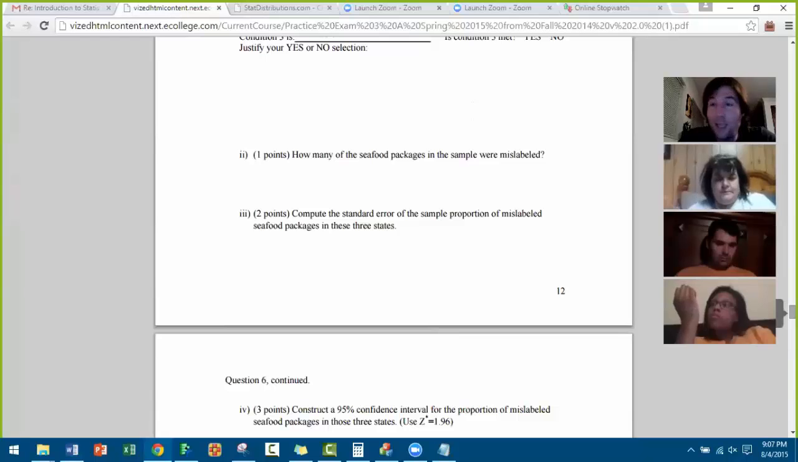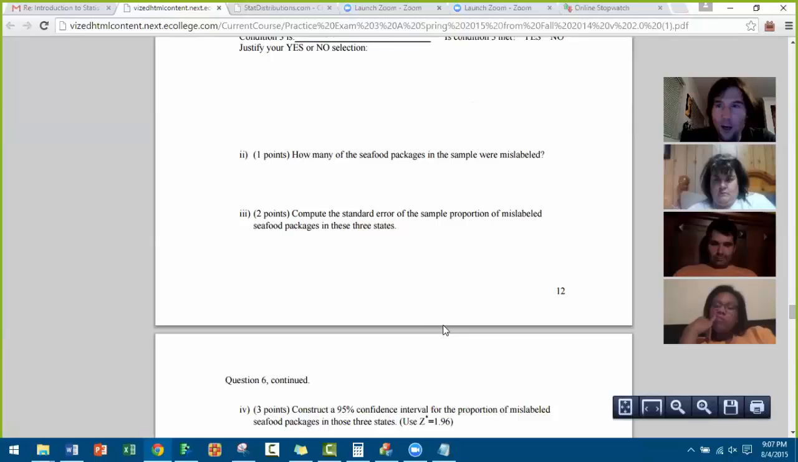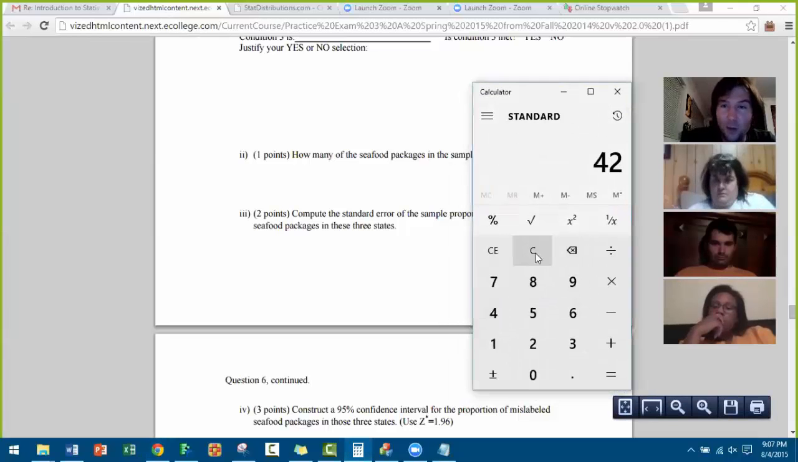How many seafood packages were mislabeled? 42. Compute the standard error. The standard error is the square root of p hat times q hat over n. And this is for a confidence interval. So with a confidence interval, we need to do the square root of p hat times q hat over n.